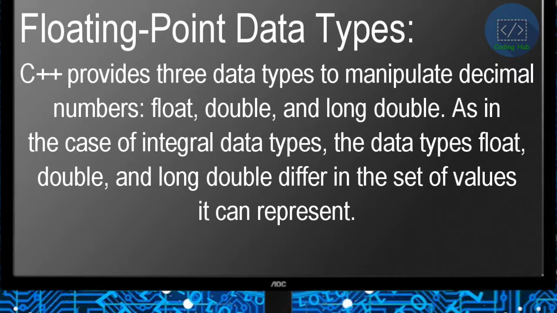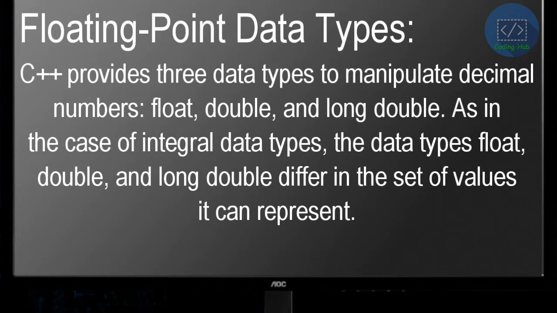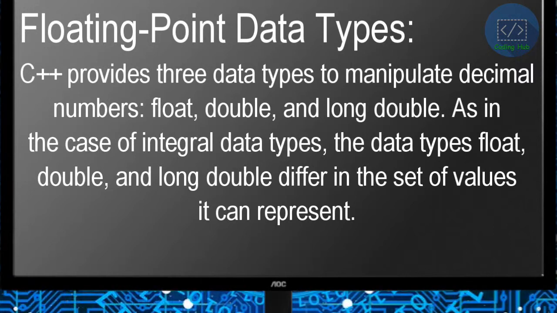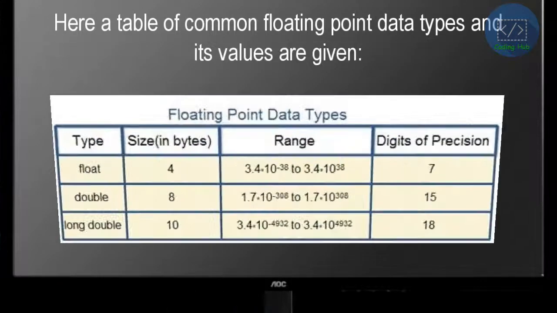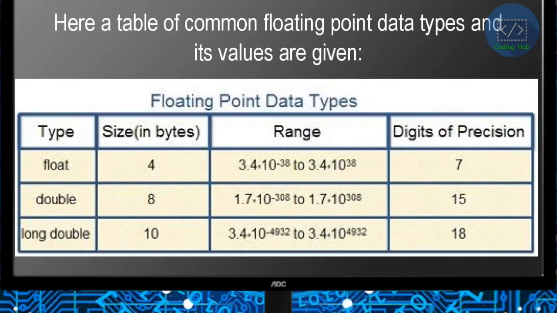C++ provides three data types to manipulate decimal numbers: float, double, and long double. As in the case of integral data types, the data types float, double, and long double differ in the set of values they can represent. Here a table of common floating point data types and their values is given.